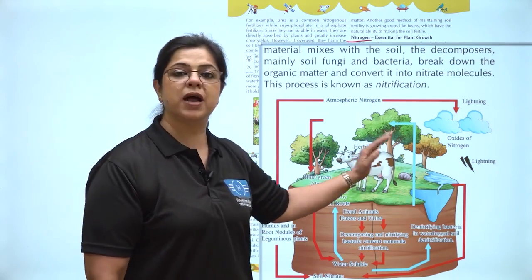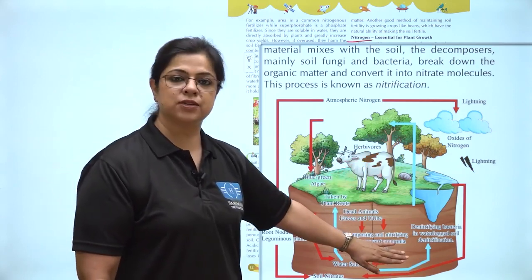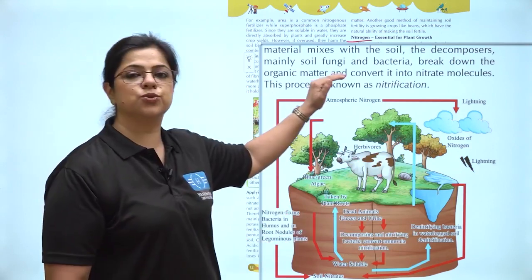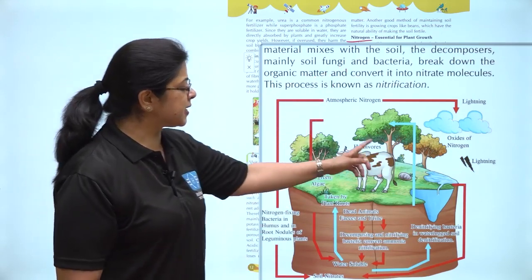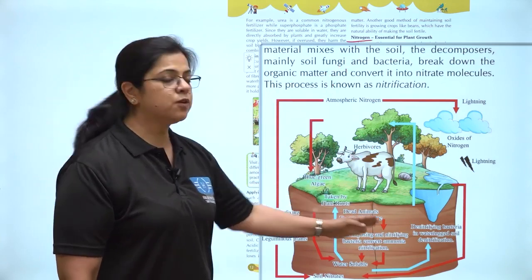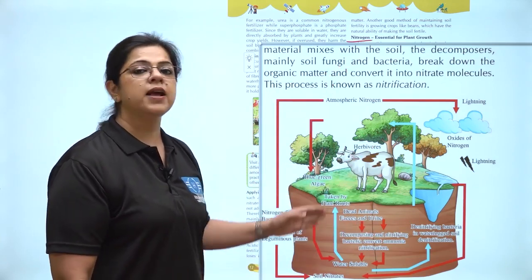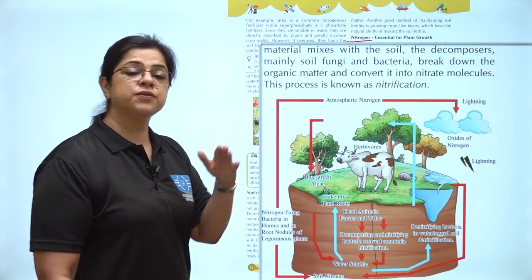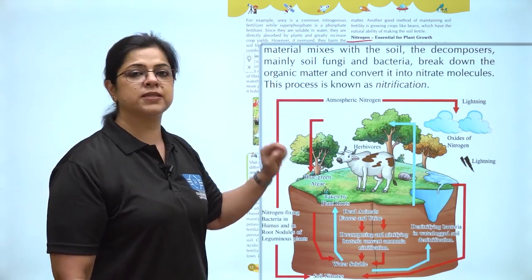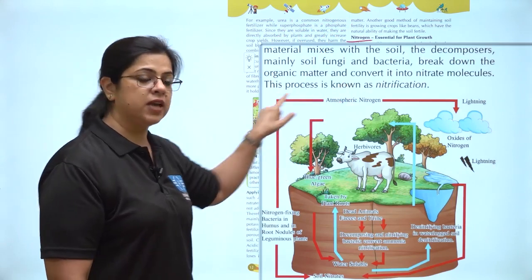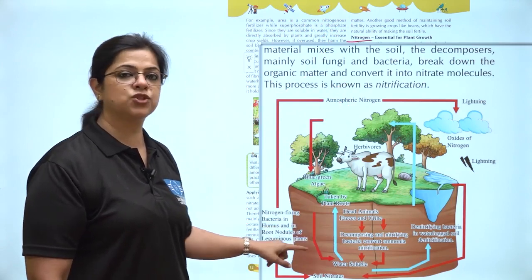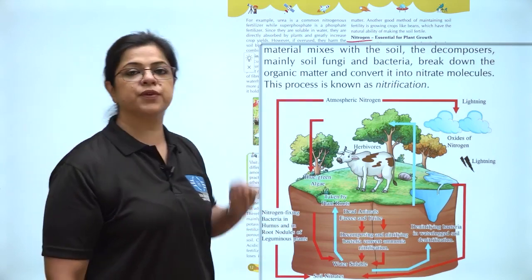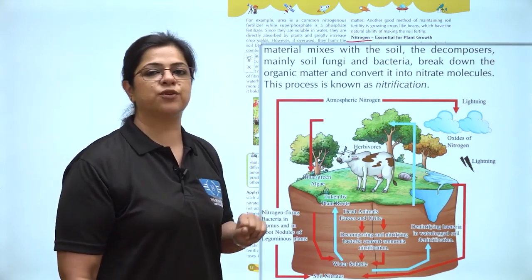But how do we return this nitrogen back to the atmosphere is also a very interesting process. Once the animals and plants die, the bacteria present in the soil decompose these and release the nitrogen back into the soil. From here the nitrogen is released back into the air. It is very interesting to note that the process by which the atmospheric nitrogen reaches the soil is called nitrification, and the reverse process by which nitrogen reaches the atmosphere back is known as denitrification.